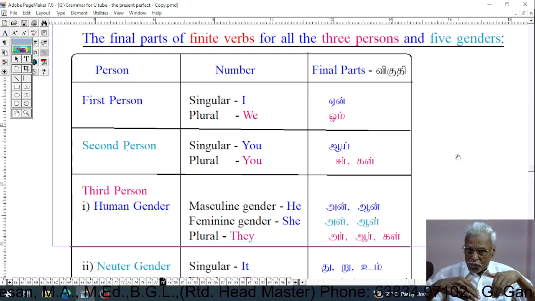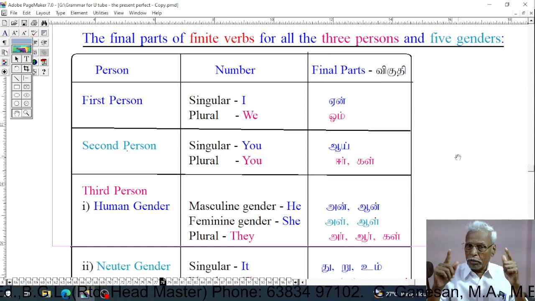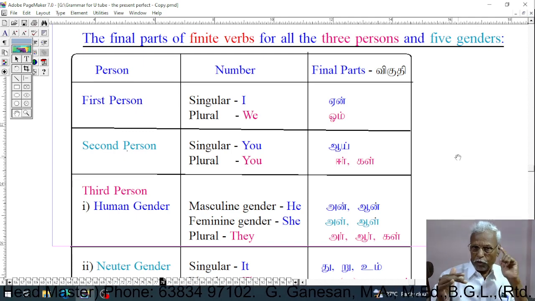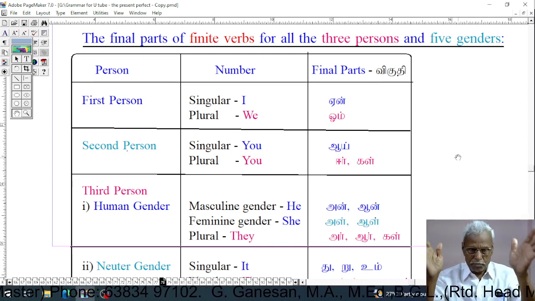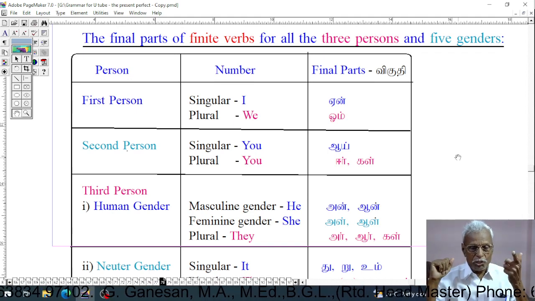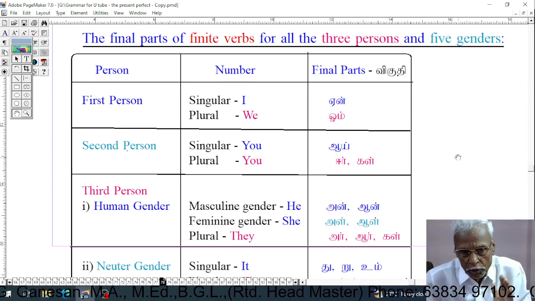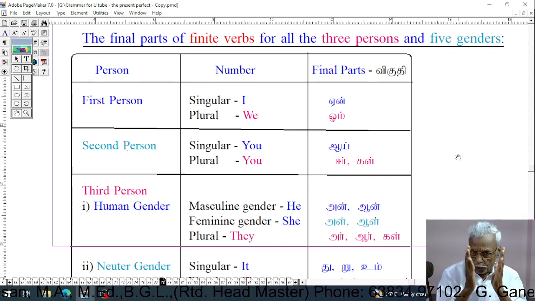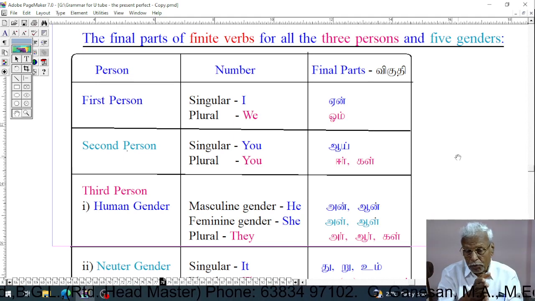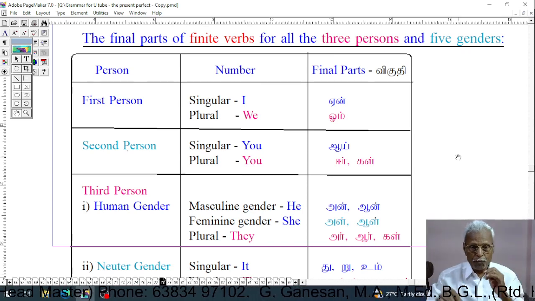Then second person singular. Regarding English, the form of the verbs for first and second person is the same. But in Tamil, they are different. For singular and plural, the forms of the finite verbs are different. See, the final part of the finite verb for second person singular is ஆய்.